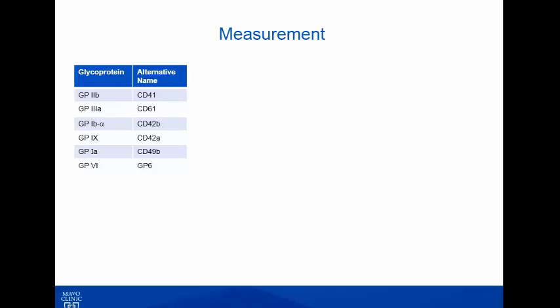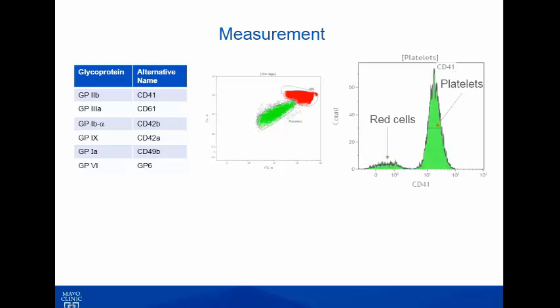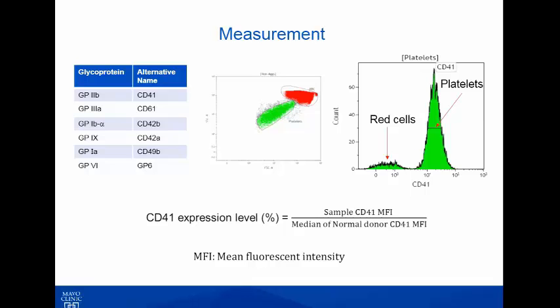So we have 6 markers available, and then we use the ACD whole blood. We first stain them with a fluorescent labeled antibody. We first gate them using scatter, and then we analyze their mean fluorescent intensity. And then we divide that intensity by the median of a normal donor, in this case CD41 fluorescence. And this is exactly the same way we do for INR and for DRVVT ratios.